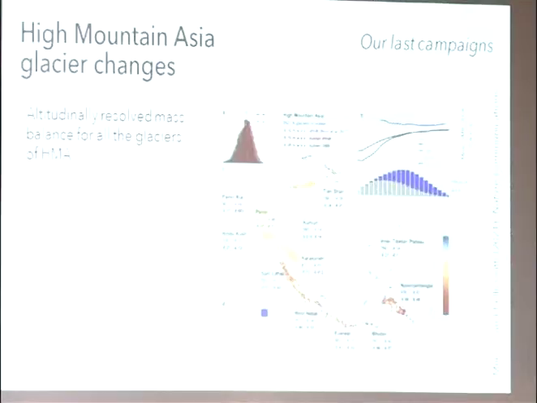This is the altitudinally resolved mass balance, so not a single value per glacier, but really altitudinally resolved for every single glacier in High Mountain Asia. These were all work we did with the data of 2019.